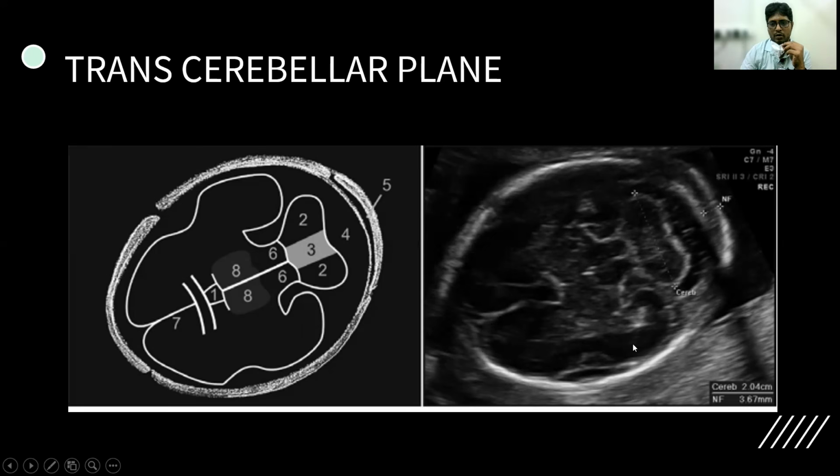As you can see on either side, we can see the cerebral hemisphere, and it is just starting to sulcate. So you can see some indentations. So these are early sulcations.